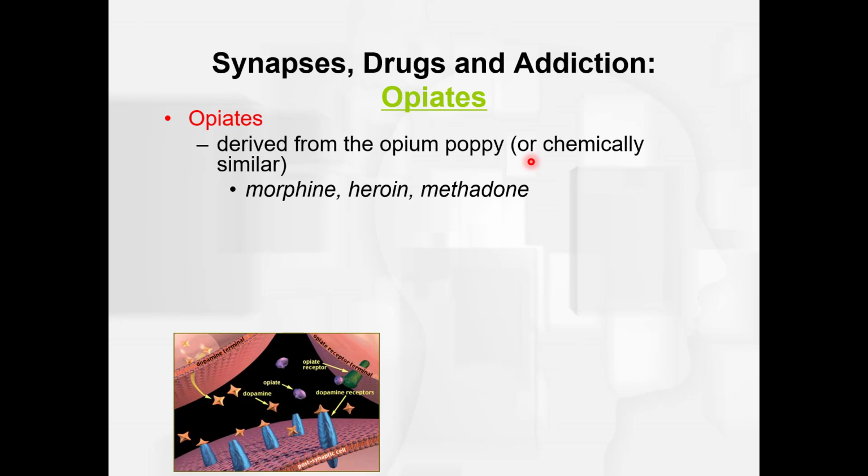Morphine is synthesized from the opium poppy, and then heroin is synthesized from the morphine and is much more potent than morphine. Morphine, we know that we use it as a pain reliever. It's prescribed after surgeries and things like that. Heroin, of course, is a class 1 drug. It's thought to have no known medical purposes. Methadone is a synthetic version, or synthetic opiate, I should say, that is used to treat heroin.